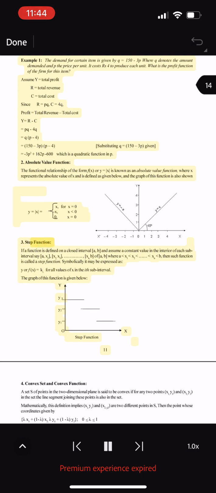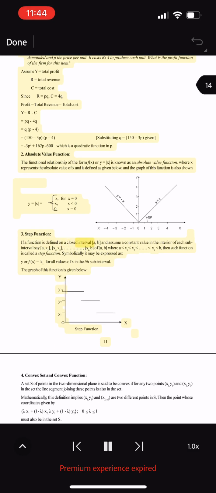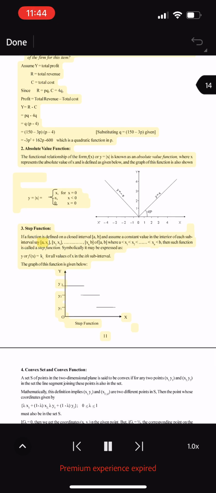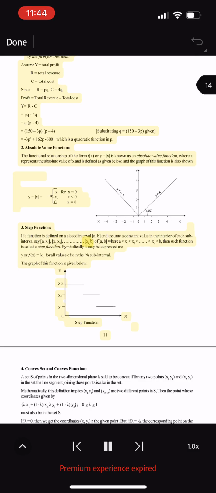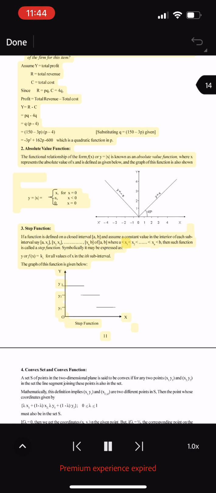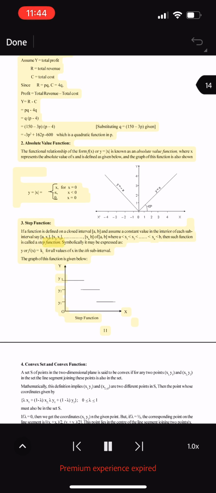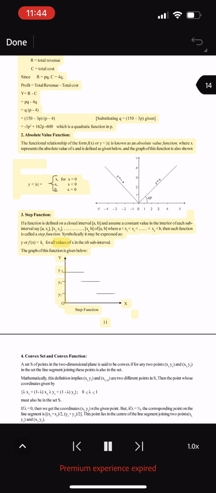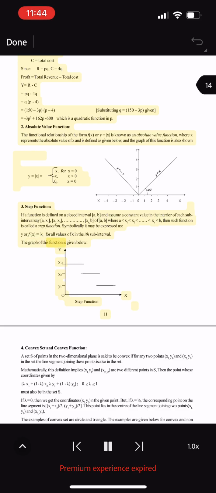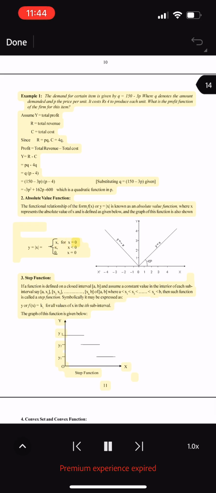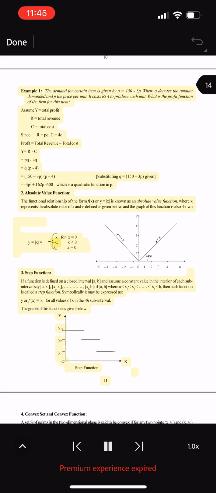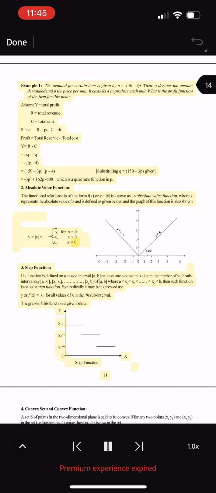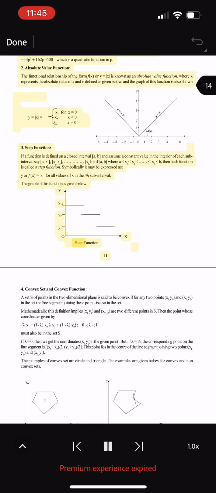Step function. If a function is defined on a closed interval [a, b], and assumes a constant value in the interior of each subinterval, say (a, x1), (x1, x2), (x2, x3), up to (xn, b), of [a, b], then such a function is called a step function. Symbolically it may be expressed as y or f(x) equals k for all values of x in the subinterval. The graph of this function is given below.